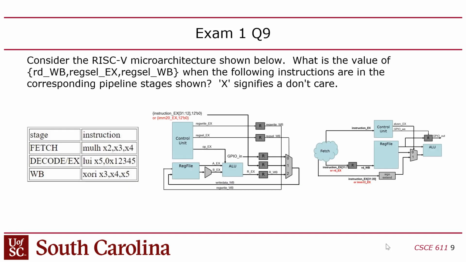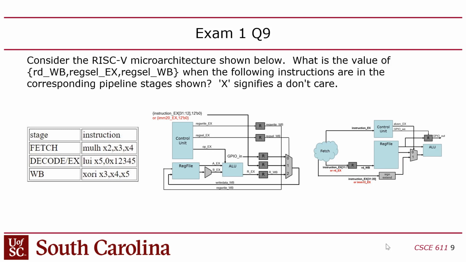Let's see. This one says, what's the value of RD write back? So we're looking at the write back instruction, which is an XORI. So what is the RD write back? It would be the destination register of the instruction in write back, which is 3, right?